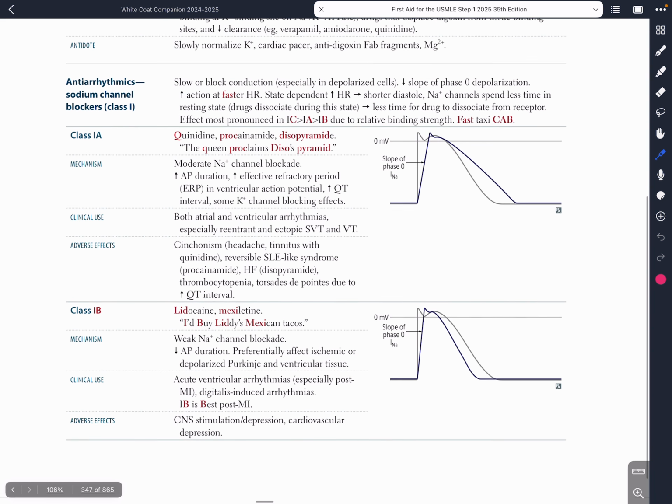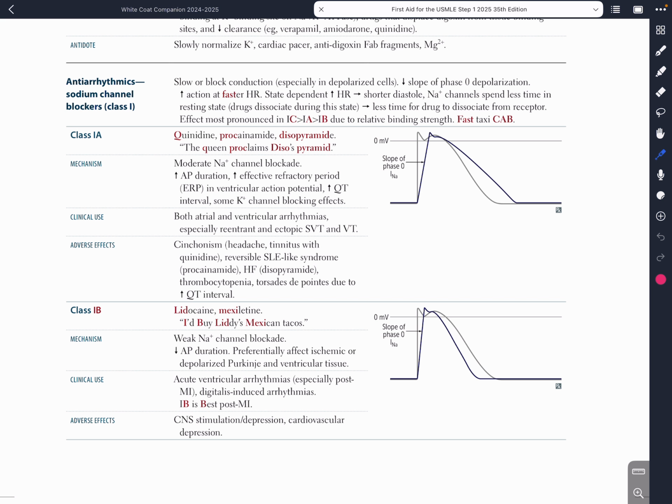In general, class 1A are quinidine, procainamide, and disopyramide. The mechanism of action of class 1A is moderate sodium channel blocking. It increases AP duration, increases the effective refractory period (ERP), increases QT interval, and it also blocks some potassium channels, not all.